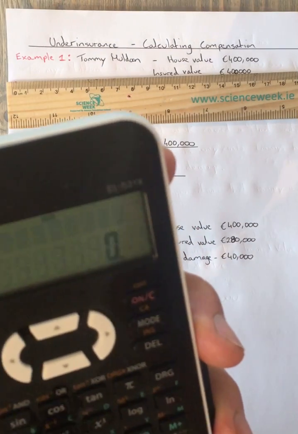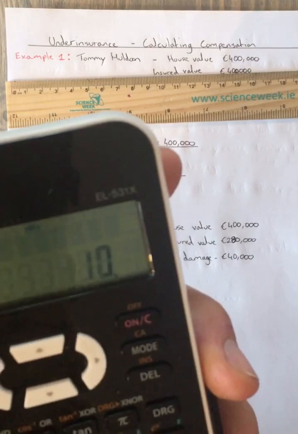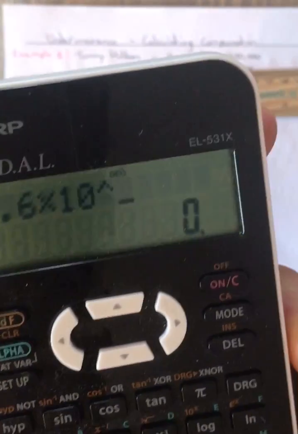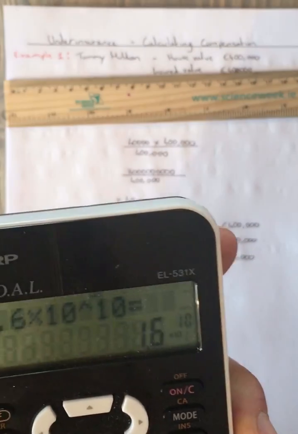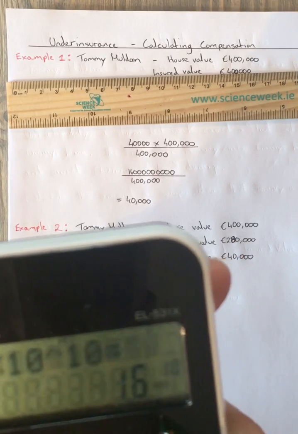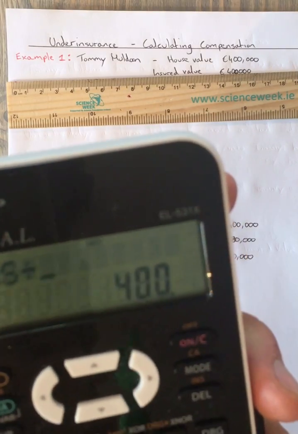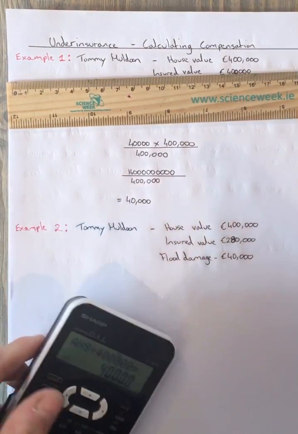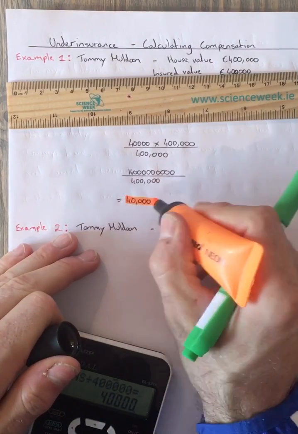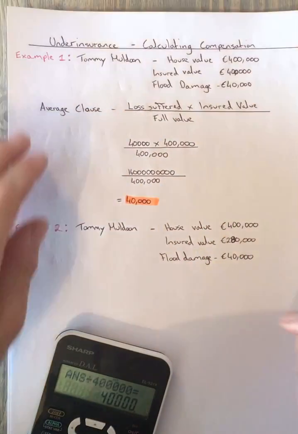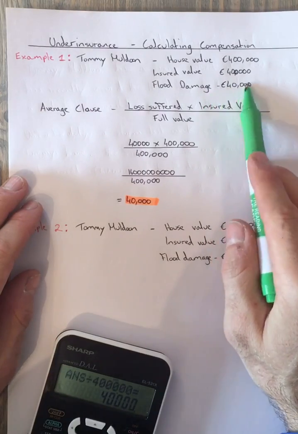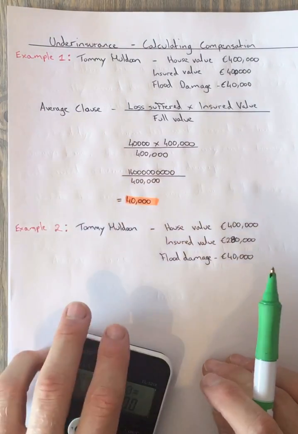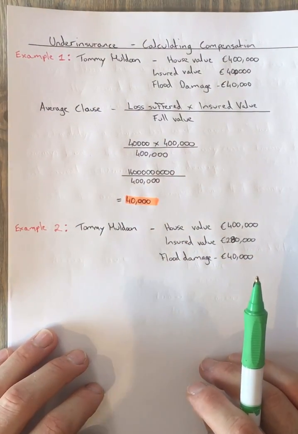I did 1.6 by 10. And if you press this little YX button here, it's my power button, to the power of 10. That's going to give me 16 billion, 1.6 by 10 to the power of 10. And if I divide that by 400,000, that gives me my 40,000. So this figure here is basically the amount of compensation that Tommy is going to be due. The amount of damage that was caused was 40,000, and he's going to get full compensation to the value of €40,000. So that's what you get when you fully insure your house.